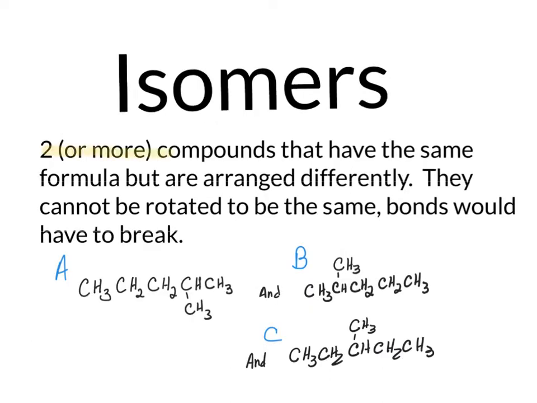Isomers are 2 or more compounds that have the same formula, but are arranged differently. They cannot be rotated to be the same compound. The bonds have to break in order to become the same compound.